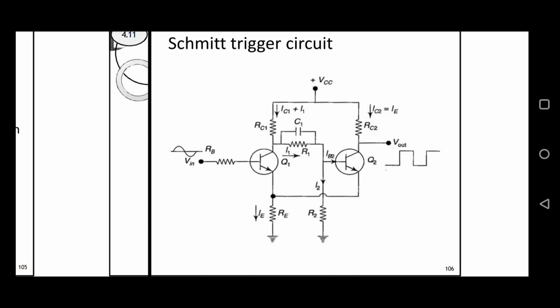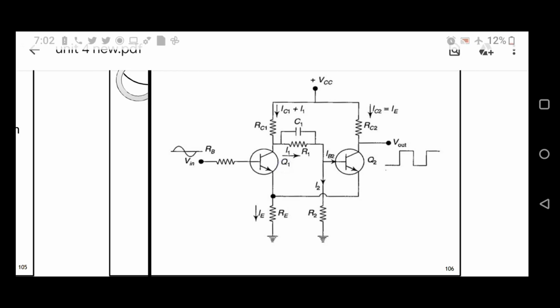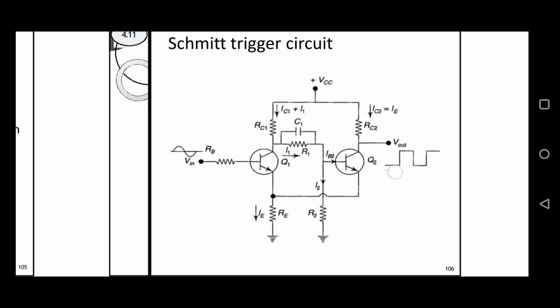And when a sine wave is applied to the base of Q1, the components make Q1 turn on and Q2 turn off. When Q1 is on, the collector and emitter of Q1 are short circuited, and the voltage across Q1, VC1, is given to the input of Q2, which makes Q2 turn off. This process keeps going, and this is the working principle of the Schmitt trigger circuit.